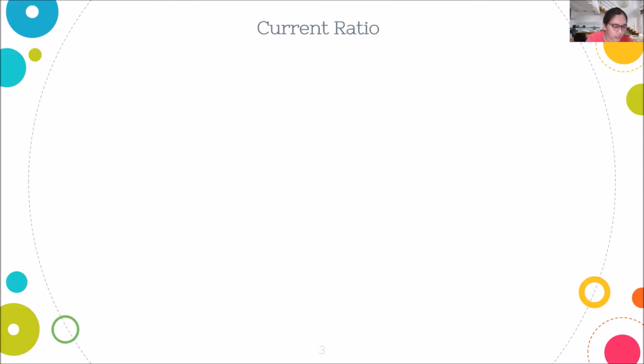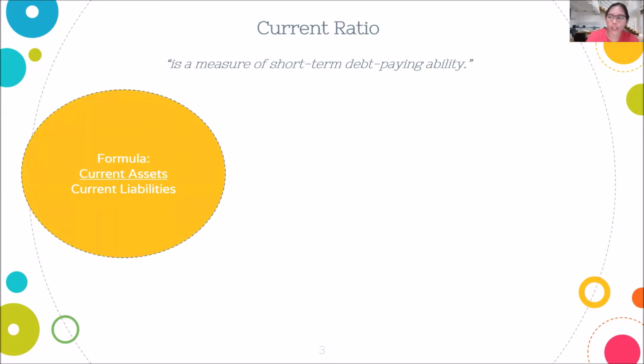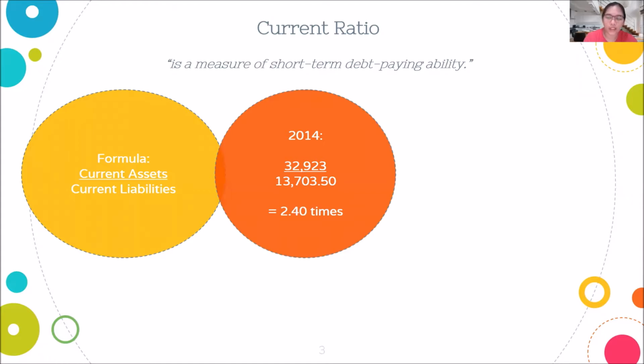When we say current ratio, it measures short-term debt paying ability. Can we pay, or how much can we cover of the current liabilities? Can the company pay for its currently maturing liabilities? So the formula, as I have given you last time, is the current assets divided by the current liabilities. So I have given you 2013 and 2014 of the EBC Enterprises Incorporated.